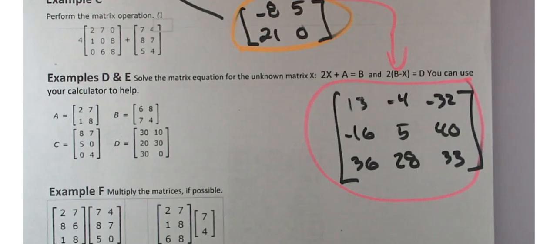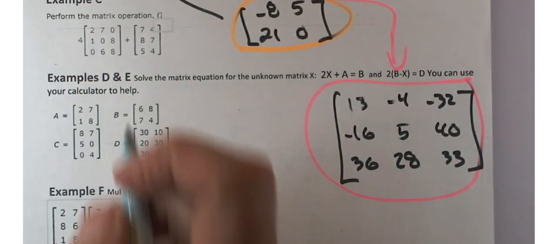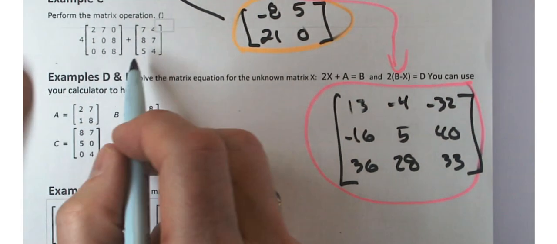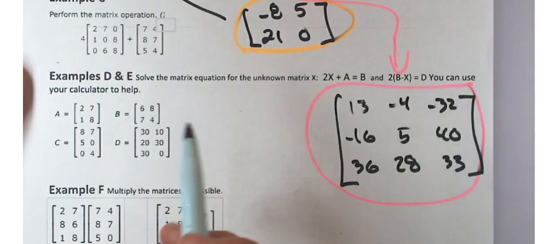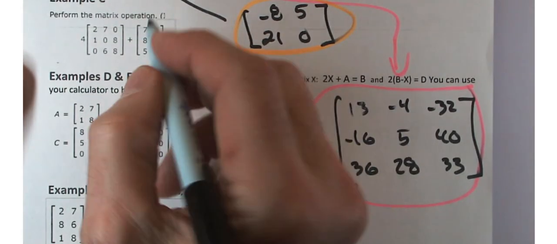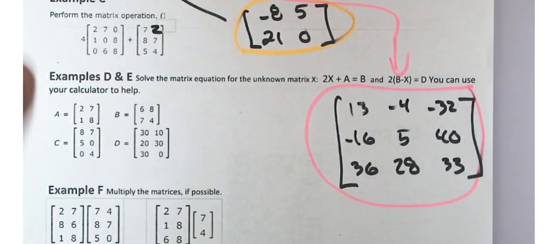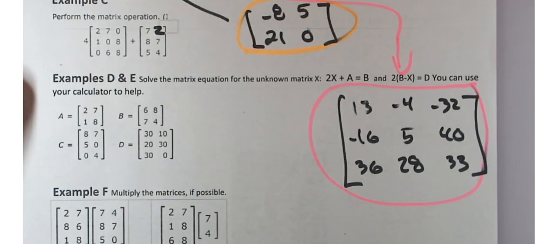How about example C here? Can I add these matrices together? 4 times this matrix, and then this matrix. Can I add those together? That looks like it should be a 2. I'm not sure if it printed clearly on yours or not.